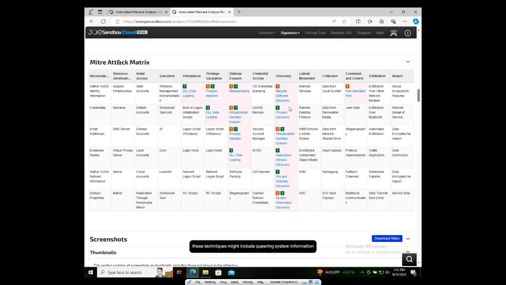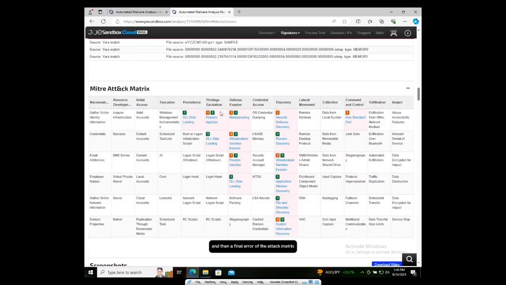These techniques might include querying system information, scanning for running processes, or gathering data about network configurations. This can help the attacker and keylogger understand the environment better by identifying high-value targets on the system, thus making the keylogger more effective in capturing sensitive information.